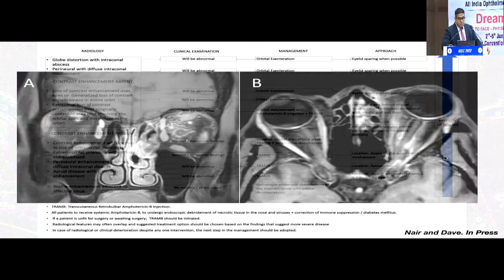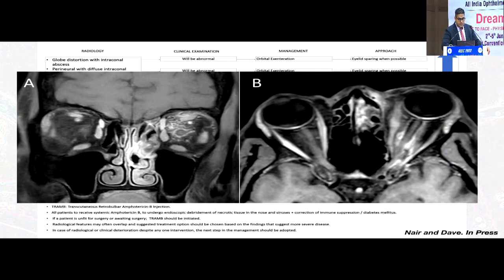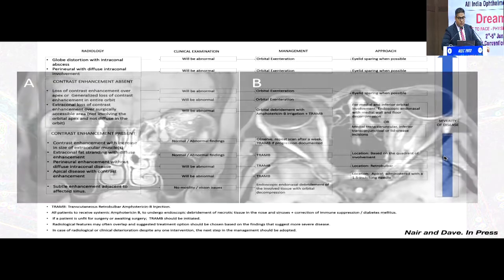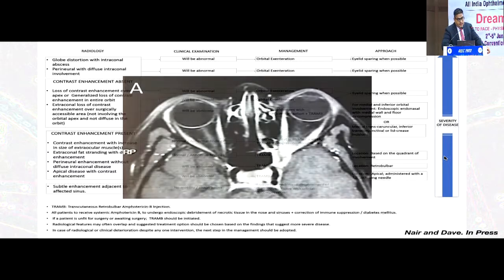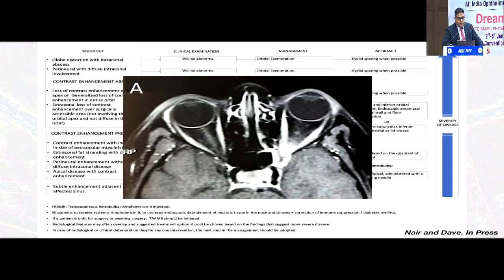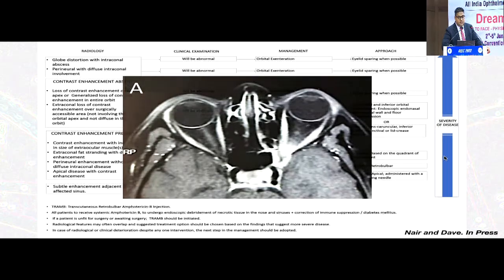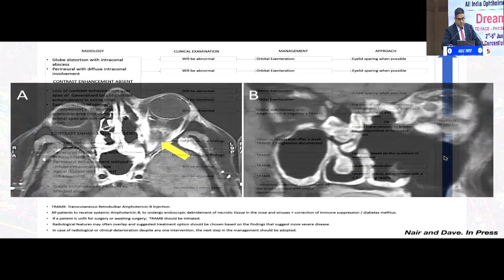The next thing would be where you see perineuritis, and again the extraocular muscles are showing uptake of contrast. So there is diffuse orbital inflammation, perineuritis, but there is apical involvement seen here as well, where you would want to go ahead and give retrobulbar amphotericin B. Now here again, this is another case where you see contrast enhancement of the apex where the cavernous sinus is not involved, so then this again is an indication for retrobulbar amphotericin B.